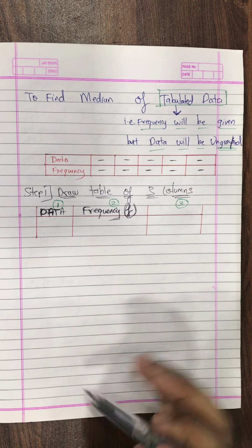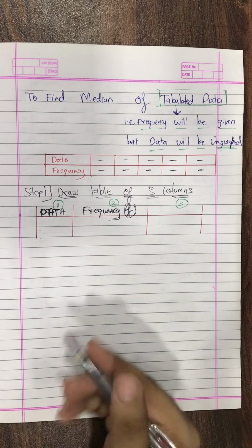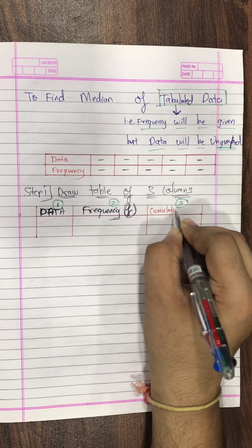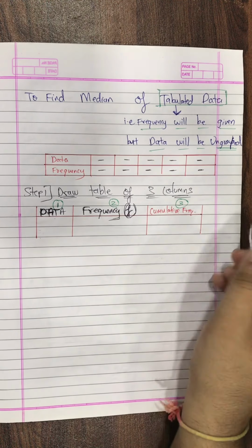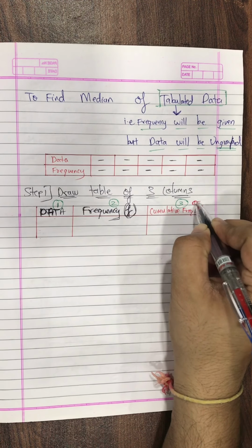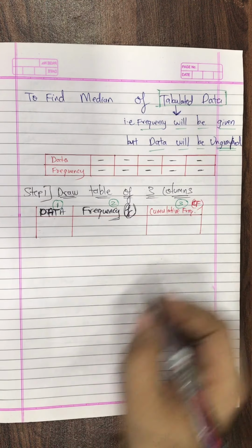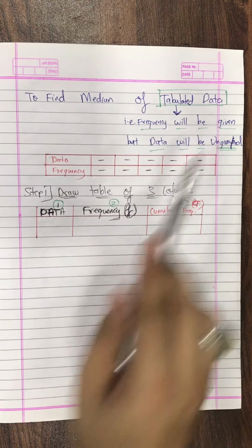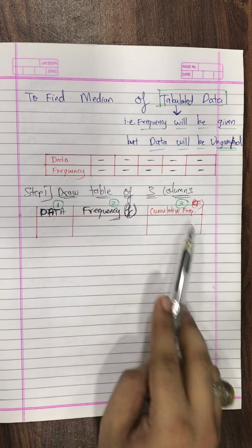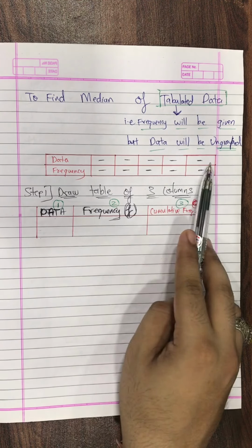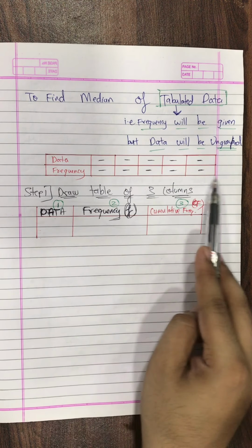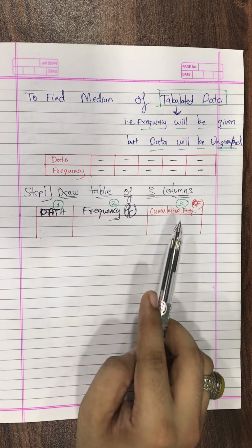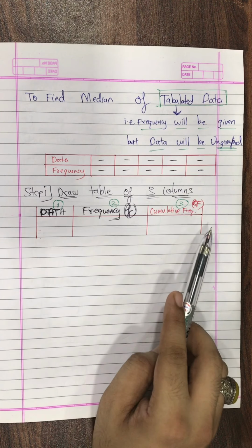And what is this additional third column? Now pay attention here. The third column will be of cumulative frequency, denoted by CF. It's allowed to write this abbreviation CF. So please pay attention. To find the median of tabulated data, in step 1 we have to draw a table of 3 columns. The first row turns out to be the first column, the second row of frequency turns out to be the second column, and the third extra column is of the cumulative frequency called CF.